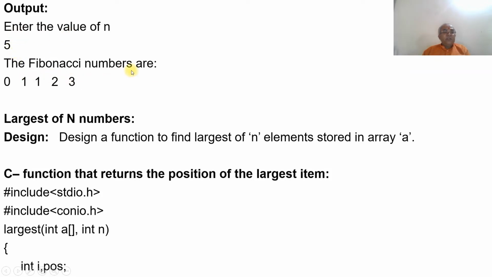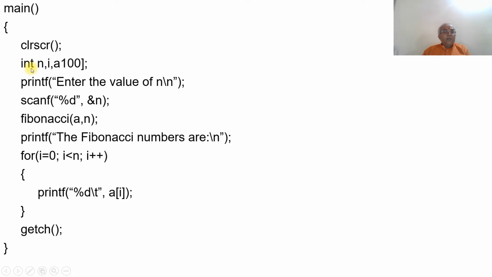So here the output: enter the value of n as 5. The Fibonacci numbers are 0 and 1, and 1 plus 0 becomes 1, 1 plus 1 becomes 2, 2 plus 1 becomes 3, and so on. So how does that work? First we come to this: enter the value of n. I will enter the value of n as 5, read that number, and we call that function here.